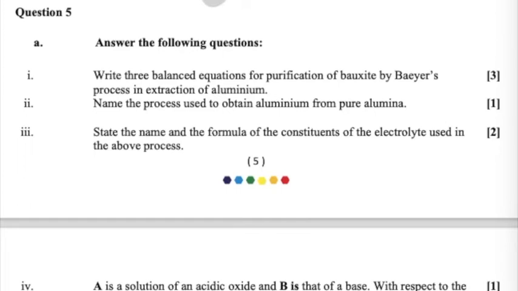Is there any specific color for the precipitate of Al(OH)3? No, right? We don't have to specify that, no? No, I don't think so, because they're only asking for equations.